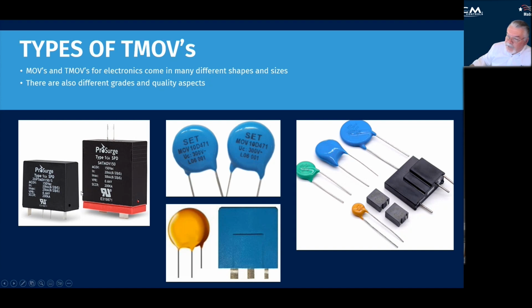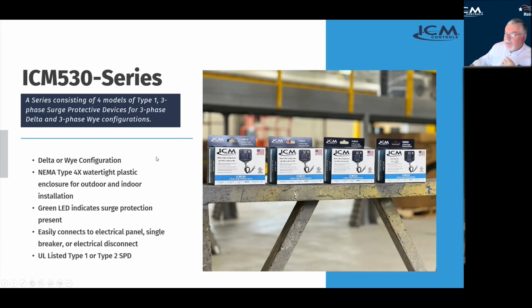Ours do. You're going to see little boxes like this, much more robust, much higher capacity to take those surges, TMOV. So it's a thermally protected metal oxide variable resistor, as opposed to these little simple devices in the power strips and stuff. So in the 530 series, as was mentioned in the video, there's 4 basic models. They'll do a Delta or Y configuration. You're probably going to see Y configuration more often in our industry.